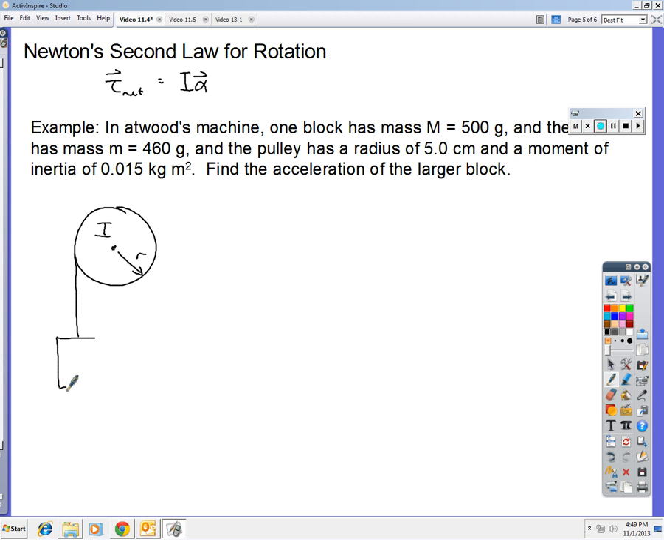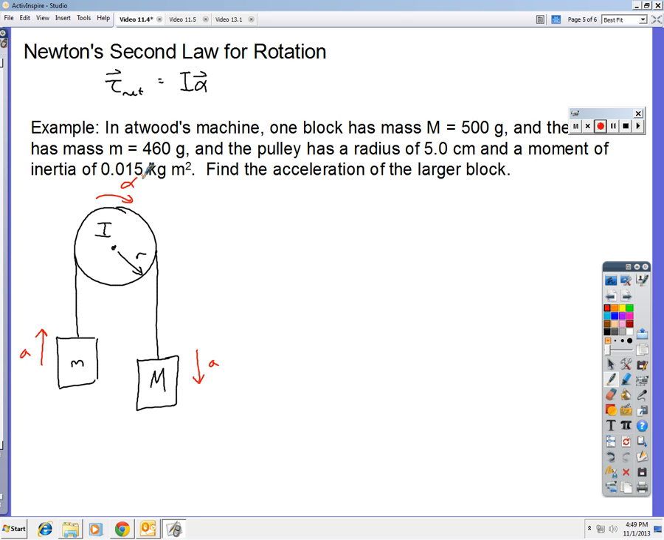And we have our 2 masses, little m and big M. And we know that when we release them, the larger one will accelerate downward, the smaller one will accelerate upward, and there will be an angular acceleration of the pulley.